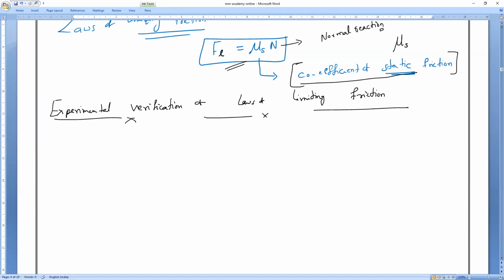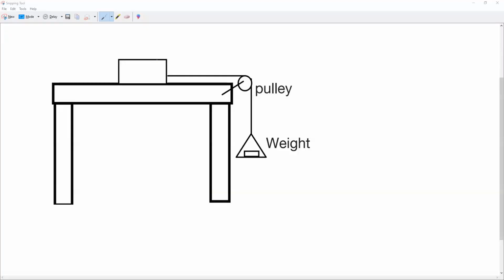Mu is the coefficient of kinetic friction. That is why you have to be very careful. Shall we start, all of you? If you are okay, we can proceed now. So if you observe carefully, for verification of limiting friction, you need to take a setup like this.